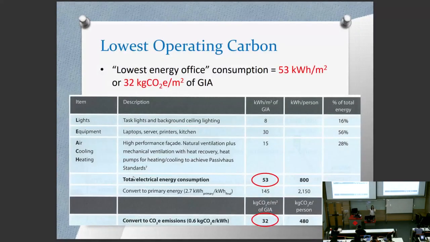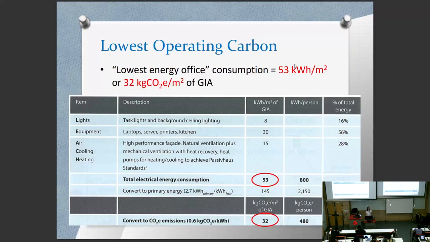So based on these assumptions, the author found out that the lowest energy office will consume 53 kilowatt hour per square meter. Okay, so 53 kilowatt hour per square meter every year. And by the end of the lecture, I will show you the Hong Kong case. So later, you will be able to compare the Hong Kong case to the lowest energy office consumption.